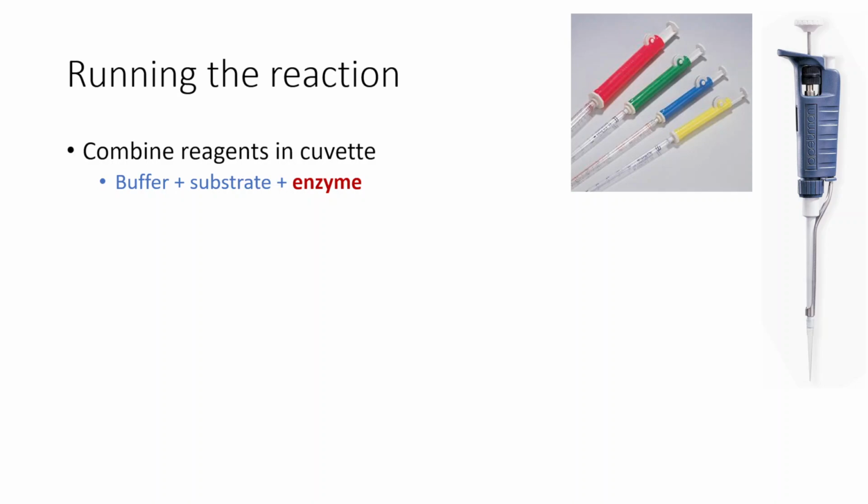And it's really important to measure the reaction rate at the beginning of the reaction. You want the initial reaction rate. So when you combine all the reagents together, add the enzyme last, then mix thoroughly but quickly, and then get it into the spectrophotometer as soon as possible to start measuring.